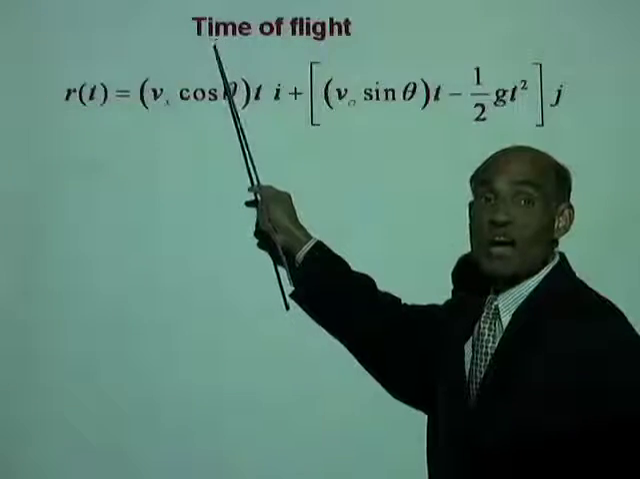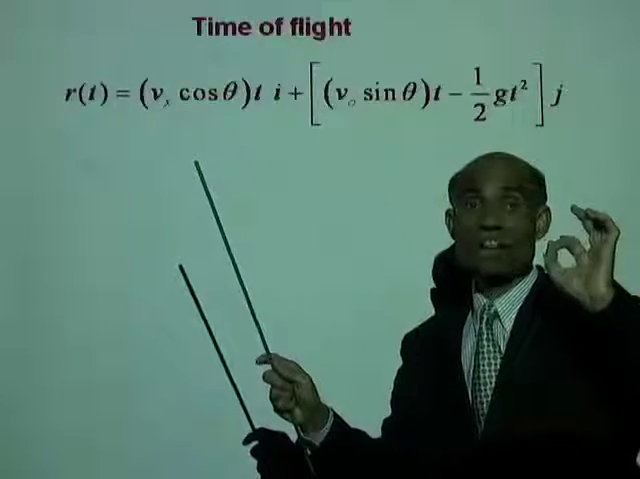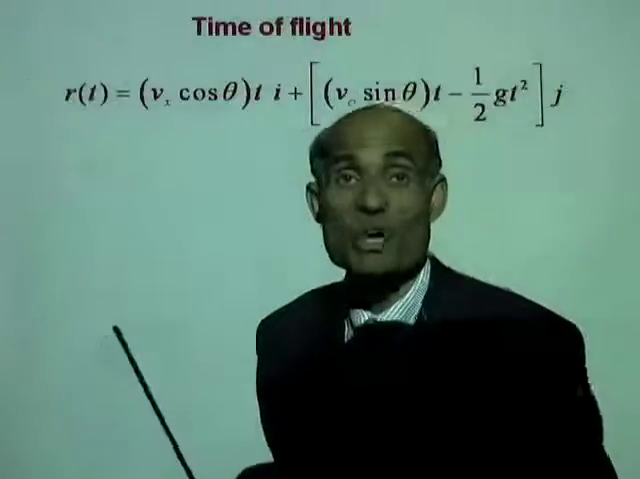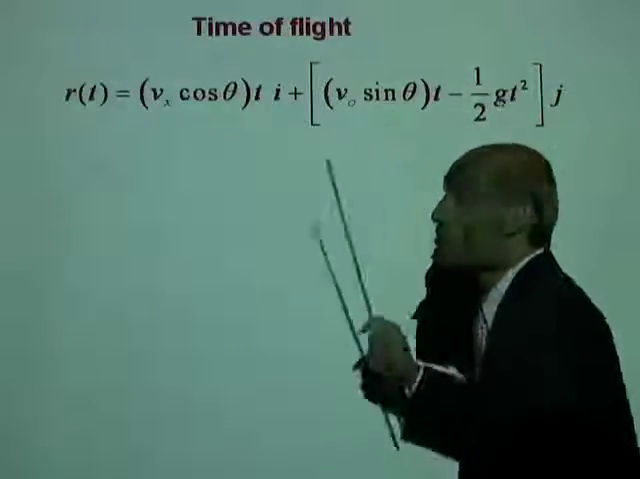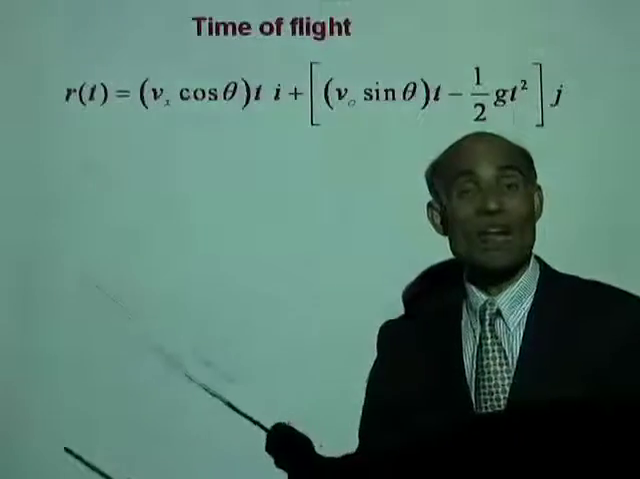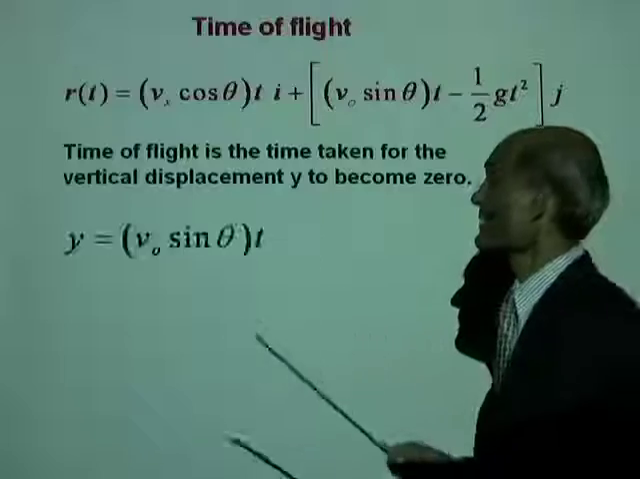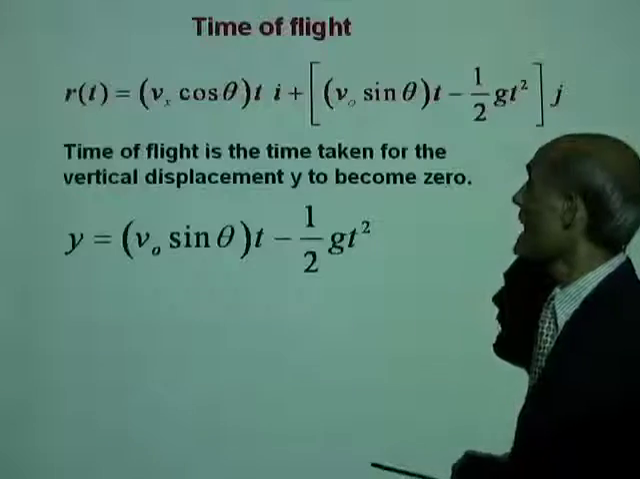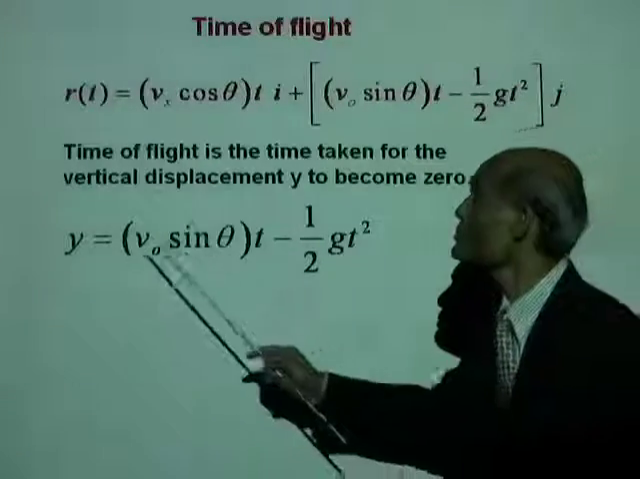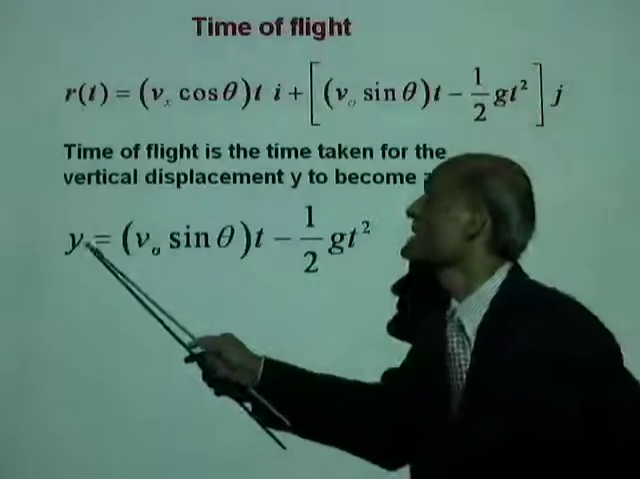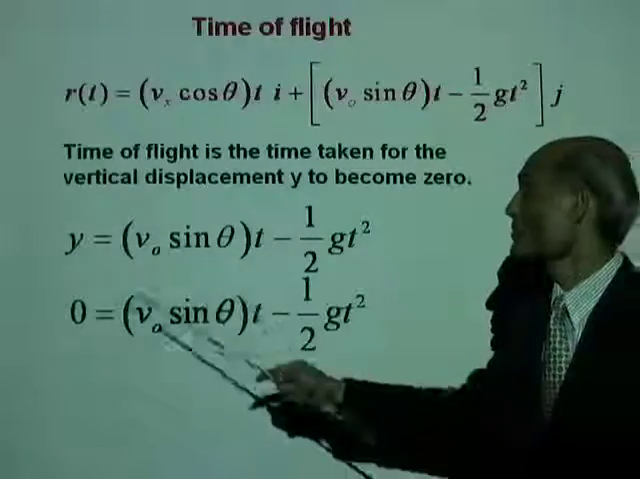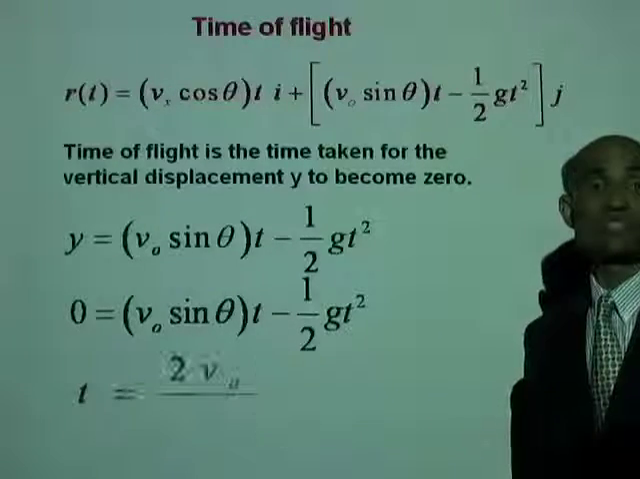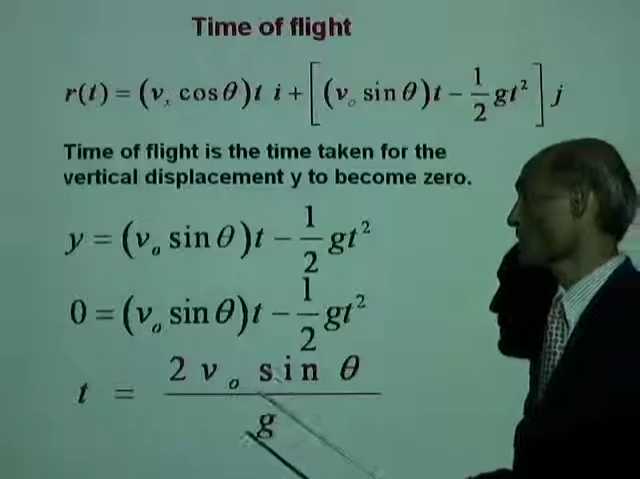Now, the time of flight is the time taken for the y position to become 0. And so, what do we do? We take the y position, set it equal to 0 and solve for the time. So y equal to V0 sin theta t minus 1/2 g t squared. Can you solve for t from here by setting y equal to 0? So 0 equal to V0 sin theta t minus 1/2 g t squared, and I solved it for you.